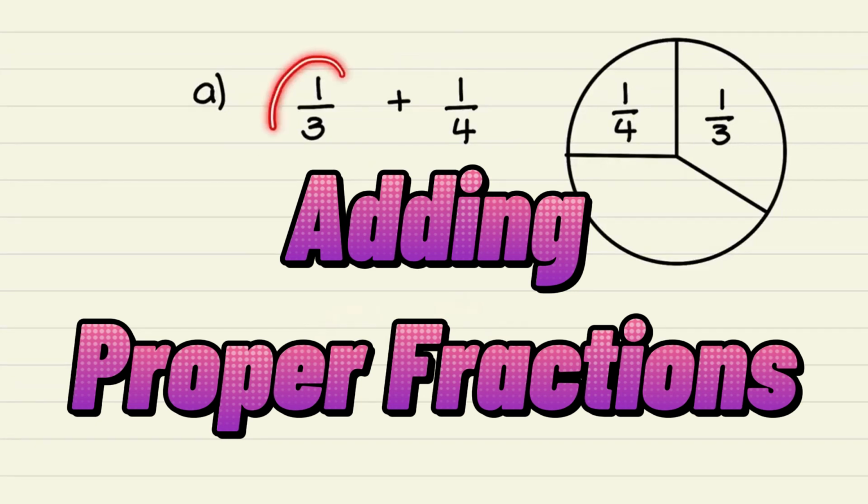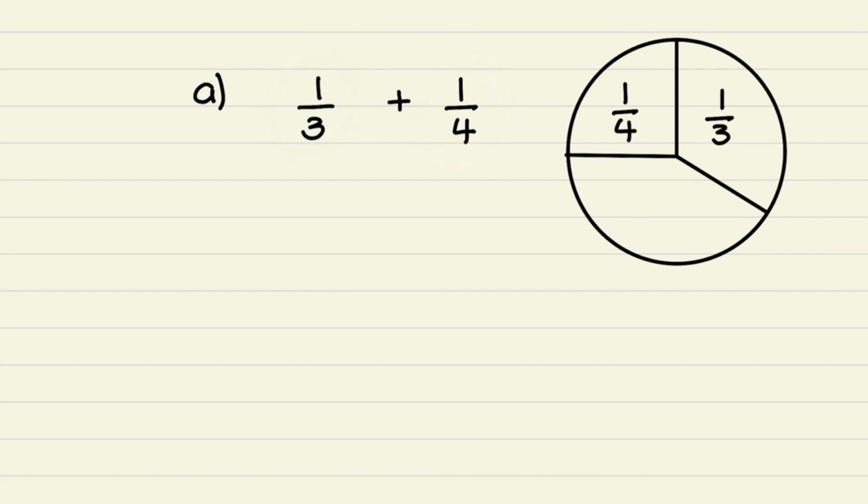We'll be adding a third to a quarter. So look at the diagram on the right. Here we have a circle, let's say it's a cake, and it's divided into a third and a quarter. And if we eat a third and a quarter of this cake, we want to know how much of the cake we have eaten in total.